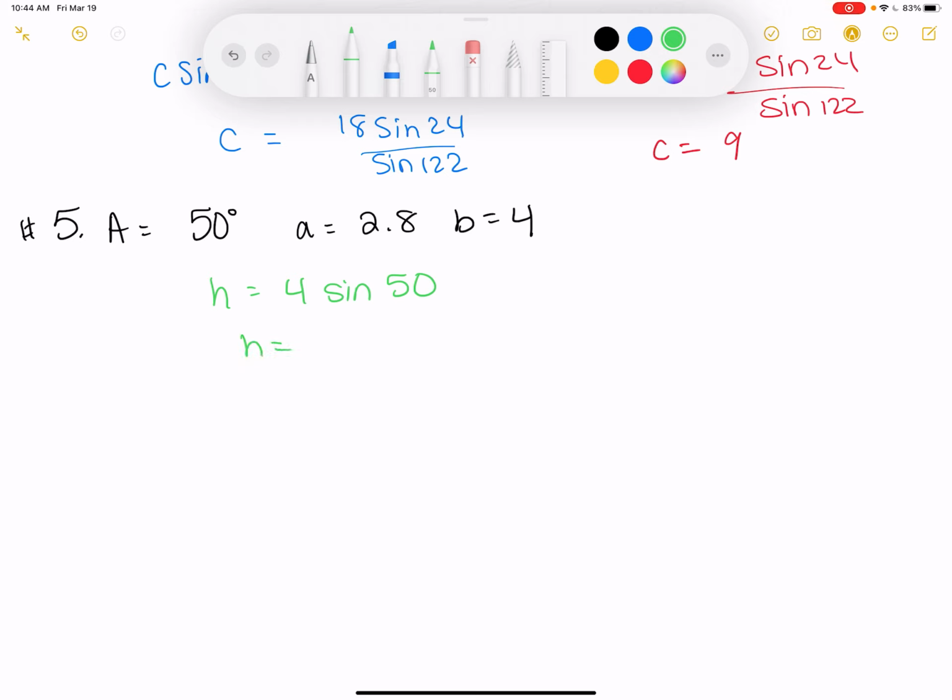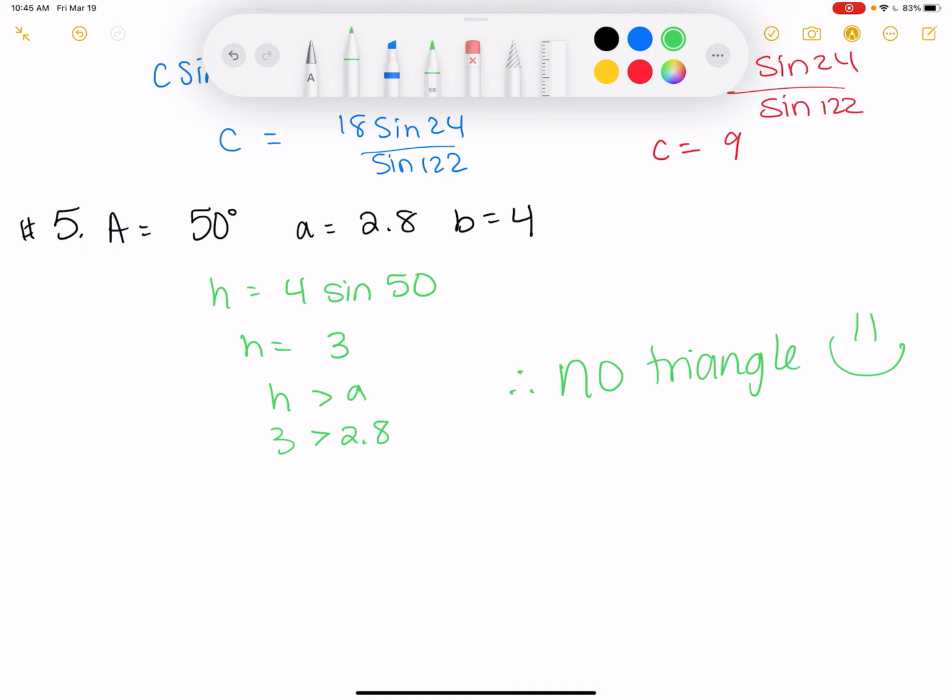It's 3. Just 3. And so that means that h is greater than a, because 3 is greater than 2.8. And what does that mean? No triangle. That's all you have to write, right? Yep, this is all I would want you to show.